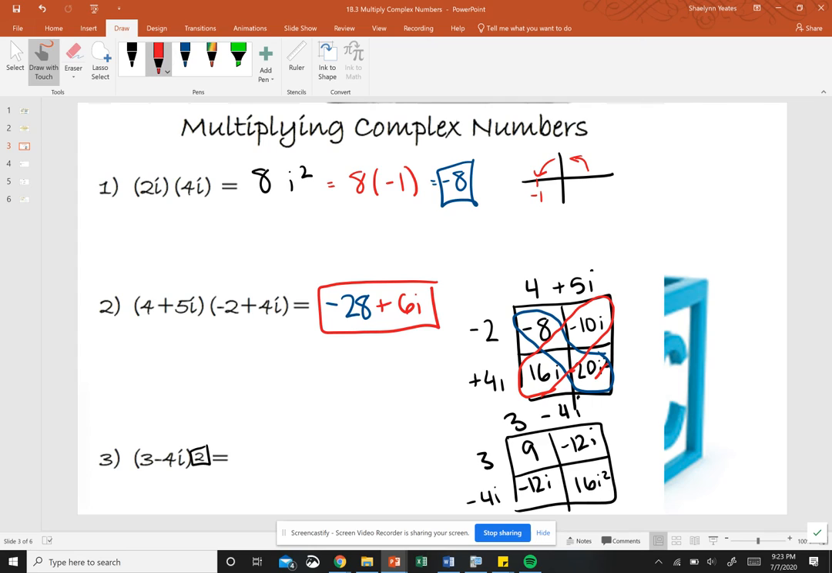But we need to remember that i squared really just means change that number's sign because we're multiplying by -1. And when you multiply by -1, you just change the sign. So if we combine like terms, we've got 9 minus 16, which is -7. And then we have -12i plus -12i, which is -24i.